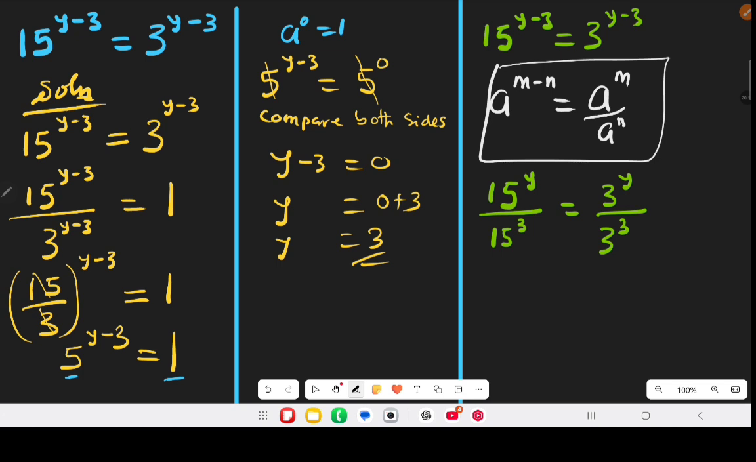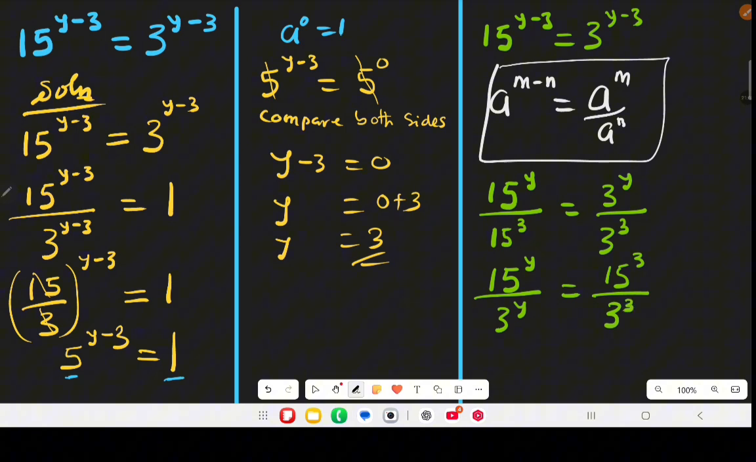We can rewrite this expression by moving y to one side, then by keeping numbers to one side. And when we do that, we can move this 3 to the power of y to become the denominator and move 15 raised to the power of 3 as the numerator. And when we do that, we are having 15 raised to the power of y all over 3 to the power of y equal to 15 raised to the power of 3 all over 3 raised to the power of 3.